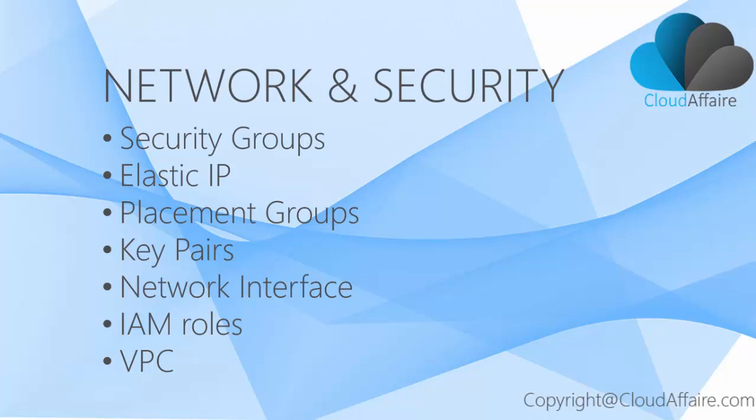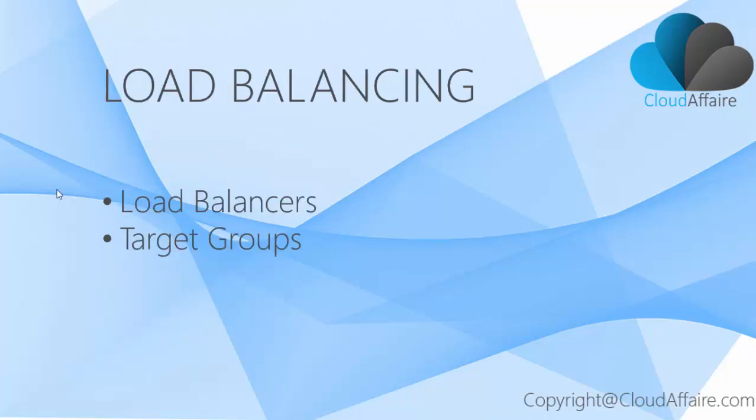This virtual network closely resembles a traditional network that you'd operate in your own data center, with the benefits of using the scalable infrastructure of AWS. Load balancing. Load balancing distributes incoming application or network traffic across multiple targets, such as Amazon EC2 instances, containers, and IP addresses, in multiple availability zones. Load balancing scales your load balancer as traffic to your application changes over time and can scale to the vast majority of workloads automatically. Target groups are used to direct traffic from a load balancer to a specific destination.